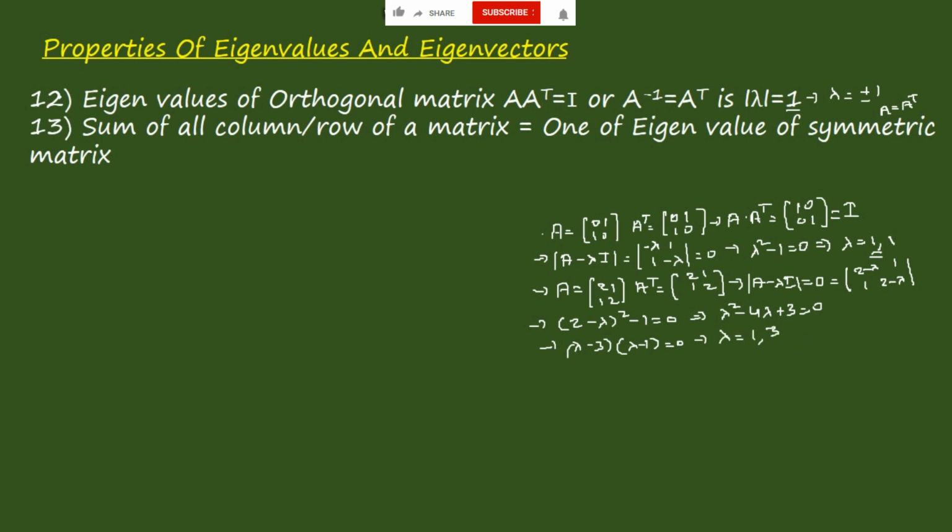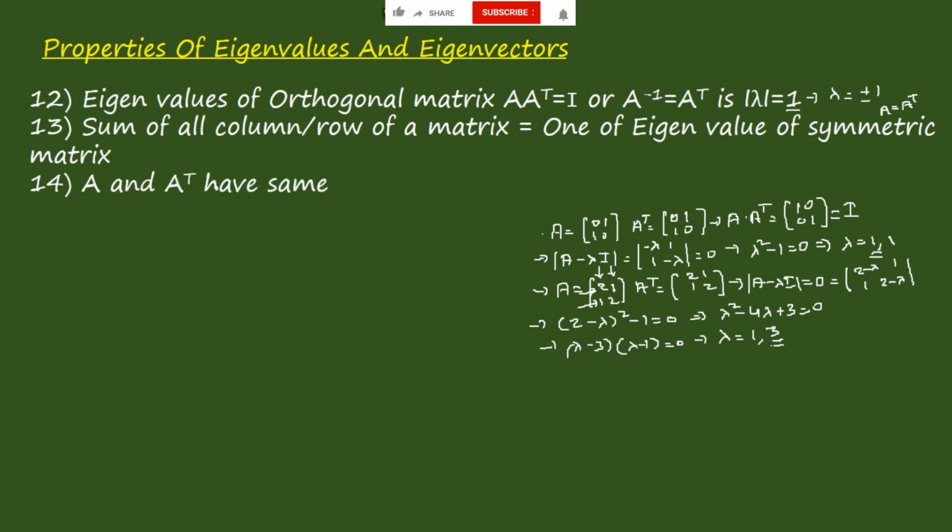We are saying that the sum of all columns or rows of a matrix is an eigenvalue. If you add the row here, it becomes 2 plus 1, which is equal to 3, and 1 plus 2, it is also 3. Similarly, the column 2 plus 1 or 1 plus 2 is nothing but 3, which is an eigenvalue of a symmetric matrix. Okay, come to the next one.